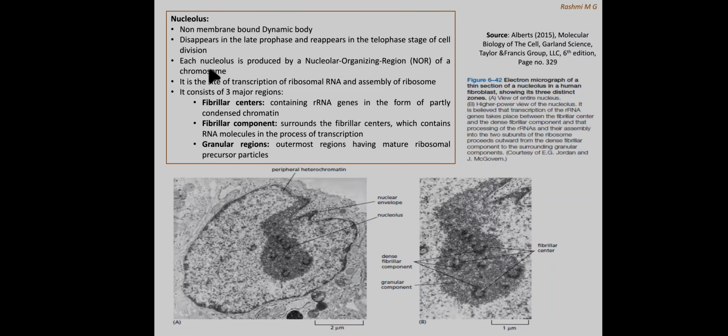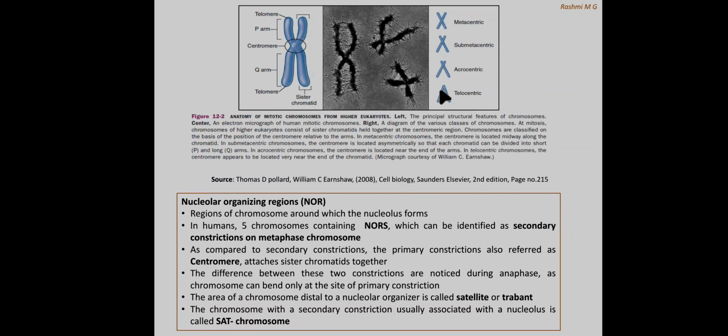The major function of the nucleolus is that it is the site of transcription of ribosomal RNA and assembly of ribosomes. In humans, 5 chromosomes containing NORs are identified as secondary constrictions on the metaphase chromosome. This is the metaphase chromosome, where you can see the centromere, which is known as the primary constriction, which attaches the sister chromatids firmly. The difference between these two constrictions is noticed during anaphase, as the chromosome can bend only at the site of the primary constriction.